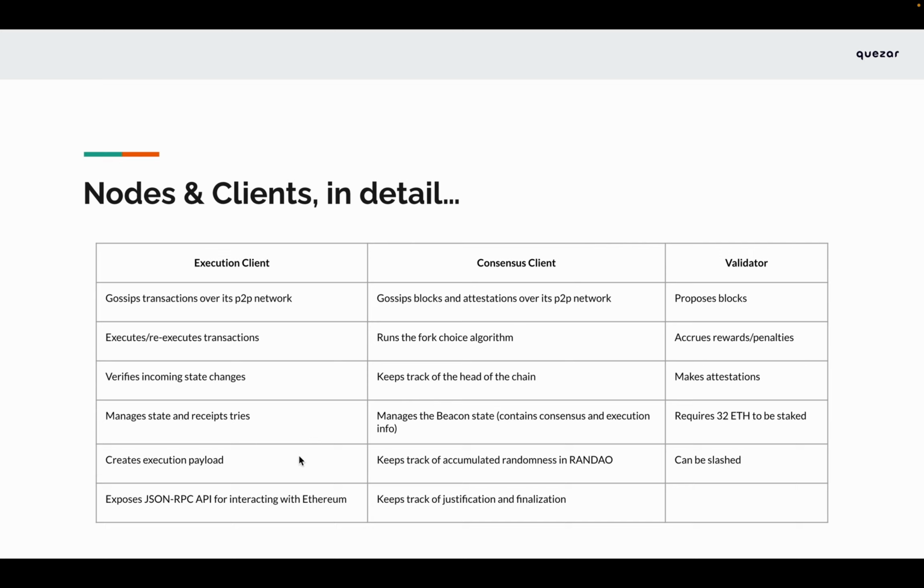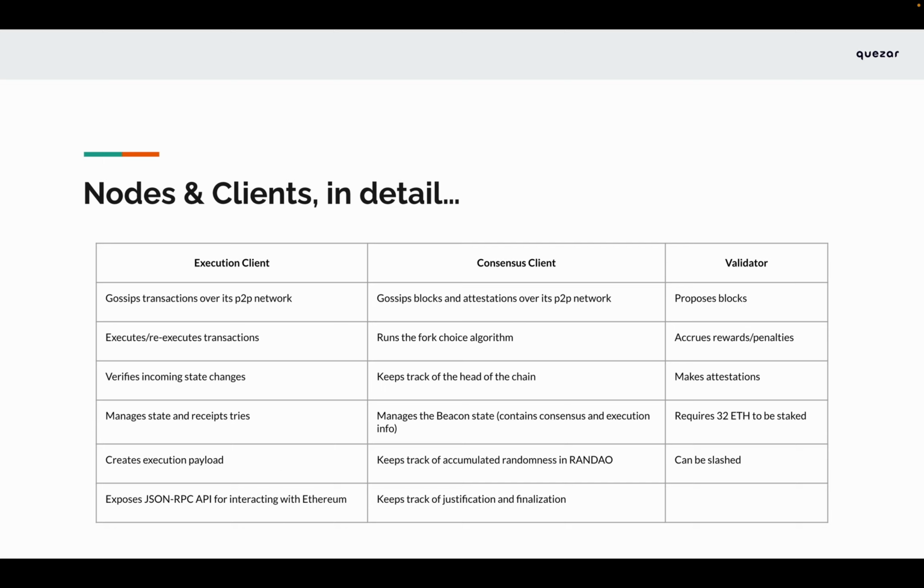So, coming back, the execution client also creates an execution payload, and it exposes a JSON RPC API for interacting with Ethereum. So whenever you are interacting with Ethereum using Web3.js or any kind of node as a service, you are basically fetching the data from the execution client.